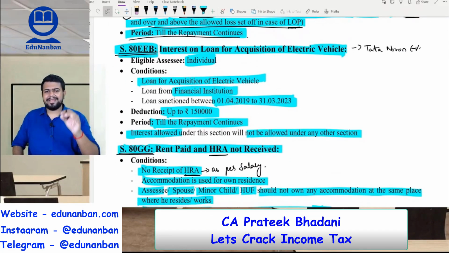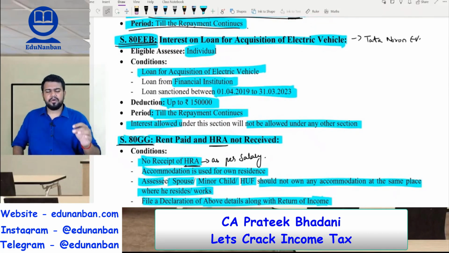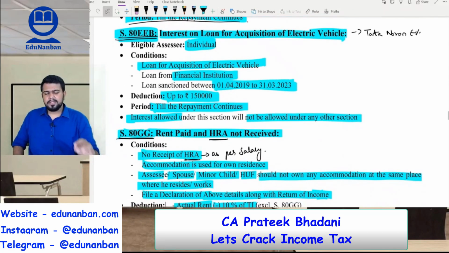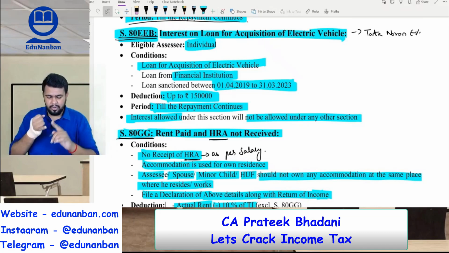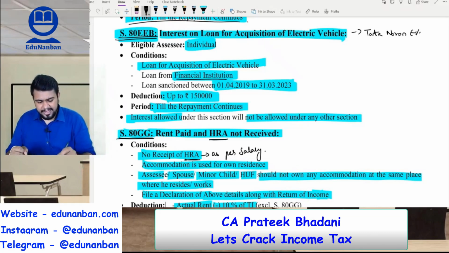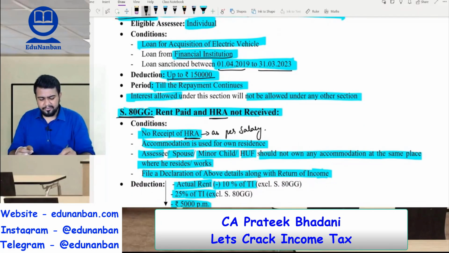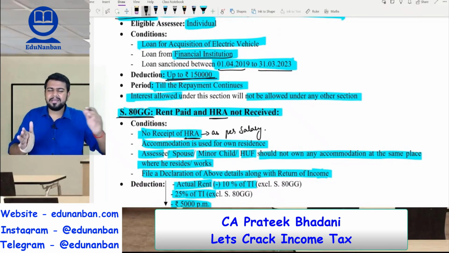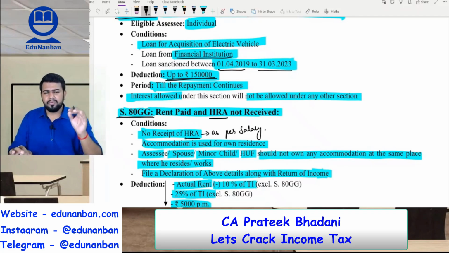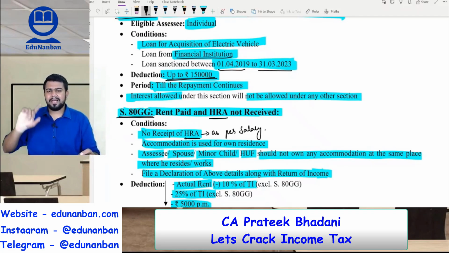Now let us see section 80EEB, that is interest on loan for purchase of electric vehicle. If an assessee purchases an electric vehicle and takes a loan for that purpose, the loan should be from a financial institution, and it should be taken between 1/4/2019 and 31/3/2023. Then interest up to 1,50,000 is allowed as deduction till the repayment of the loan continues. However, if this interest on loan is allowed anywhere else, it will not be allowed here.